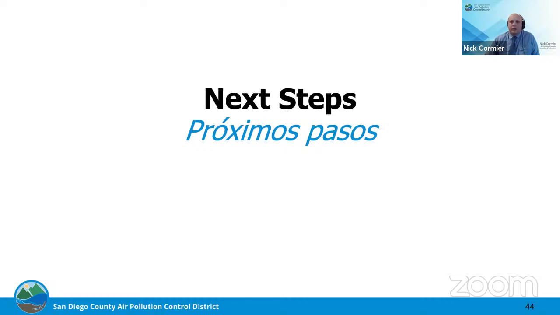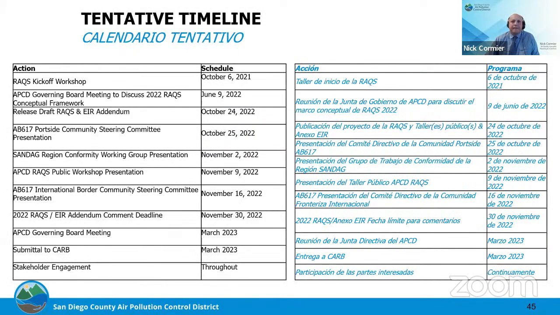Now that we've summarized the 2022 RACS, let's now discuss the next steps in the adoption process. Here's a tentative timeline. We held a kickoff workshop this time last year to start discussing the proposed concepts and measures you heard today. We also incorporated feedback received from our governing board members at a presentation in June. We released the draft RACS document and CEQA analysis on October 24th and presented to the AB 617 Portside Community Steering Committee the day after.